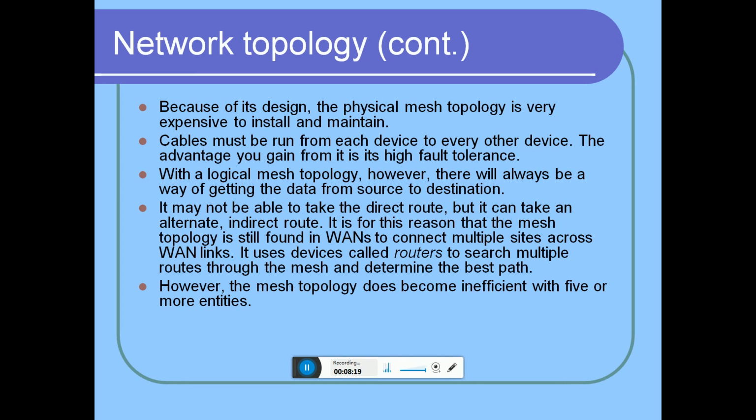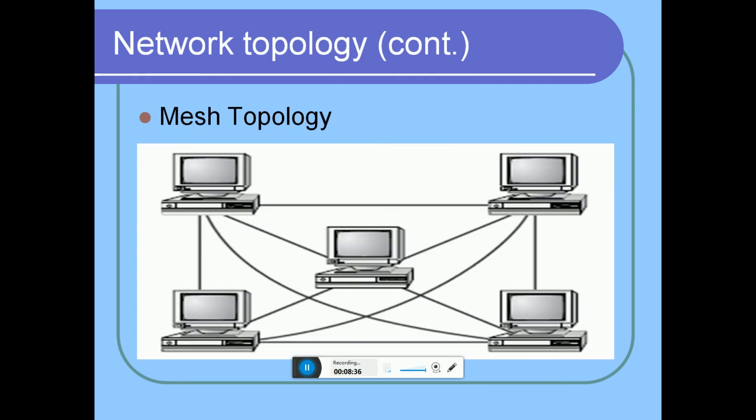Logically, in a mesh topology there is always a way of getting data from source to destination. It may not be able to take a direct route, but it can take an alternative indirect route. However, the mesh topology does become inefficient with 5 or more nodes. This is the mesh topology in zigzag wires, with each computer connected to the other computers.